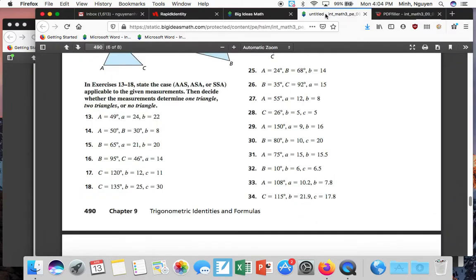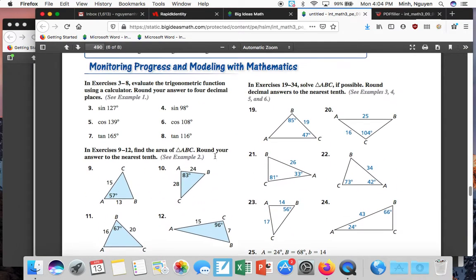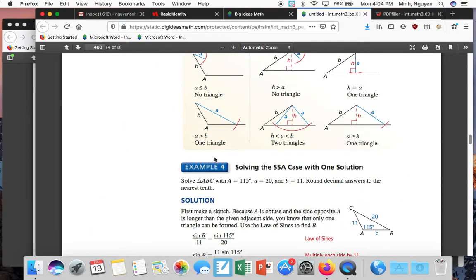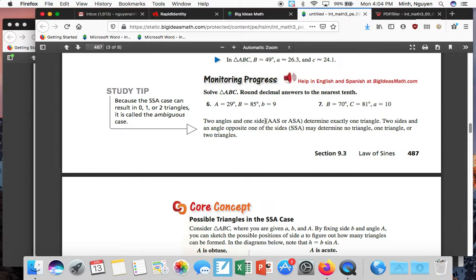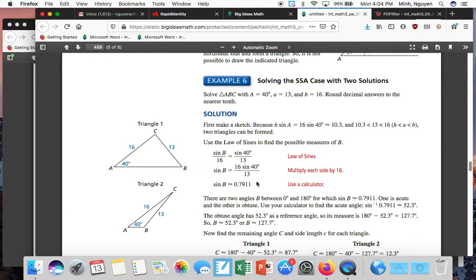In these pictures, it's not that they don't apply to the problems at all, because it says state the case AAS, ASA, SSA, so they exist. But these only apply to SSA. And if you go up here, where does it say? Two angles and one side, AAS or ASA, determine exactly one triangle, but two sides and an angle opposite one of the sides, SSA, may determine no triangle, one triangle, or two triangles. So what does that look like?